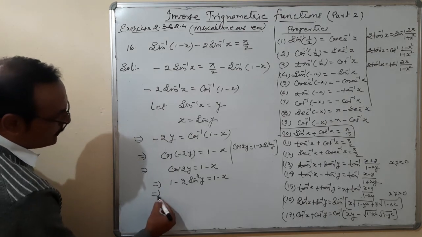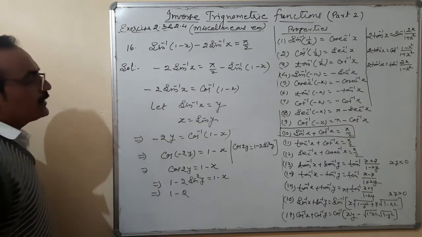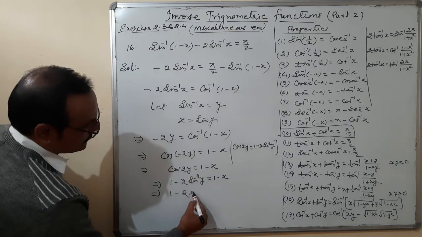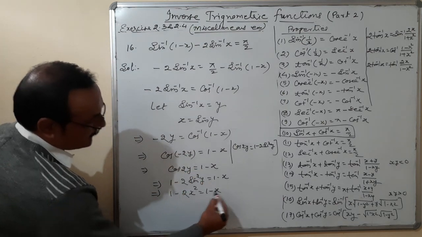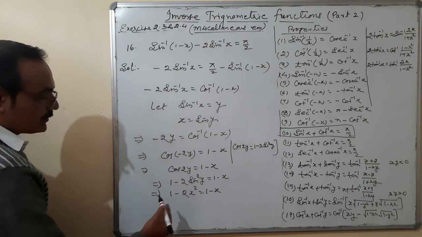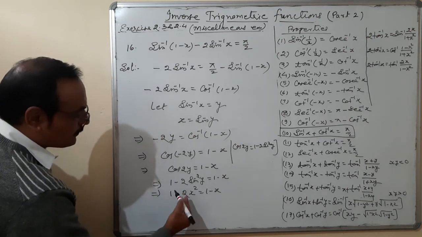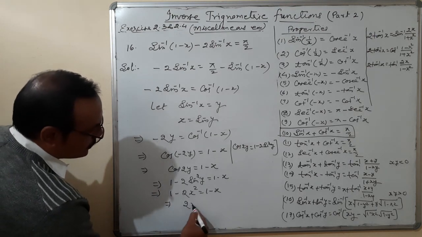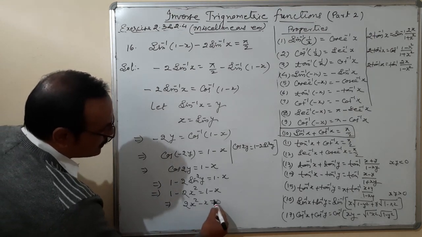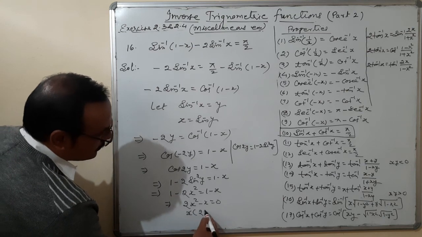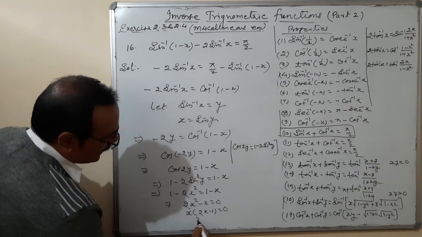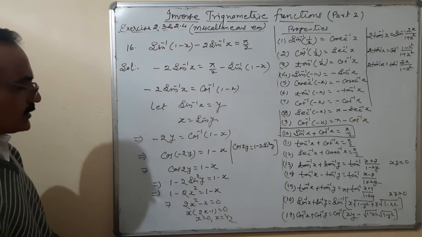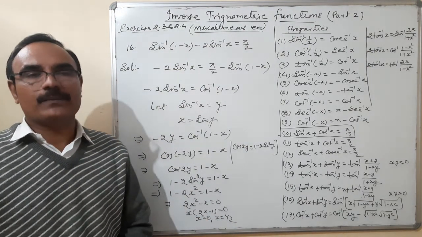Okay. That means 1 minus 2 sine square y, where the value of sine y is x, so sine square y is x square, is equal to 1 minus x. So 2x square will be shifted here, 1 and 1 cancel, 2x square minus x is equal to 0, x common, x into 2x minus 1 is equal to 0, so x is equal to 0 and x is equal to 1 by 2. We are getting two answers here.